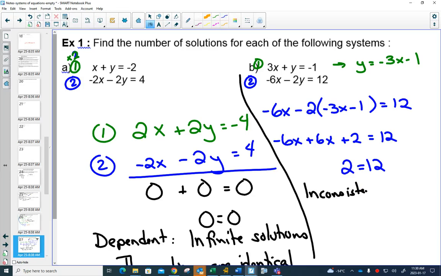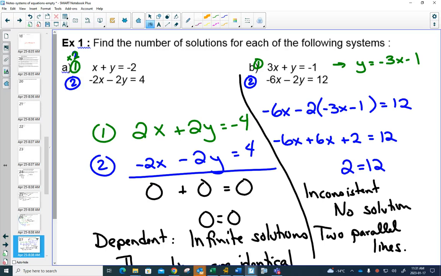Inconsistent. This means that there is no solution. What's happening graphically is we have 2 parallel lines. 2 can never equal 12, so therefore these ones never work out, and we have 2 parallel lines with no solution. Yes?